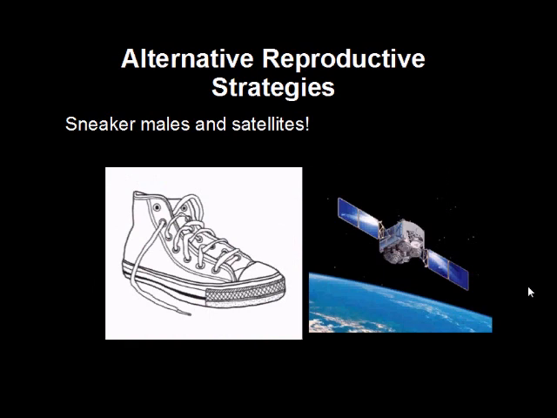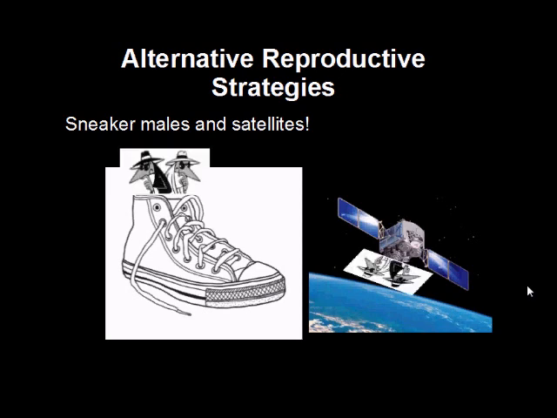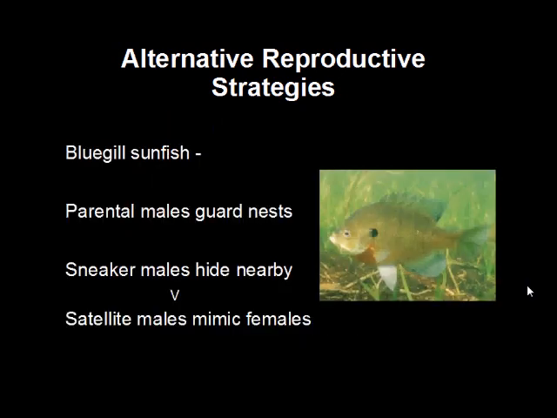Okay. Now, that's not to say that the big bully always wins. There's this other thing called sneaker males and satellite males, okay? Well, what am I talking about? Not this. So, for instance, in the bluegill sunfish, their general strategy is that the parental males are guarding the nests.